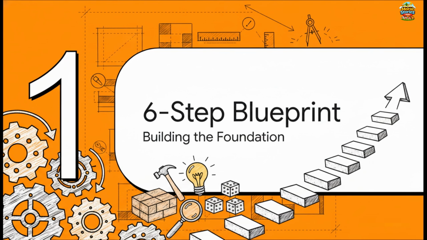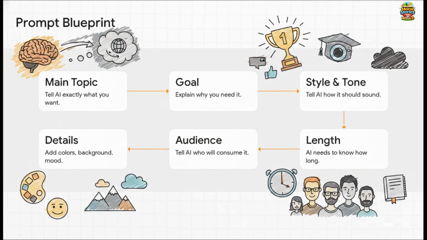Section 2. The 6-step blueprint, building the foundation. Let's just walk right through these 6 crucial elements step by step. First up, the main topic. You absolutely must tell the AI exactly what you want, like, say, a YouTube script about the internet. Second is the goal. Explain why you need it. Are we talking a school project or a viral social media post?